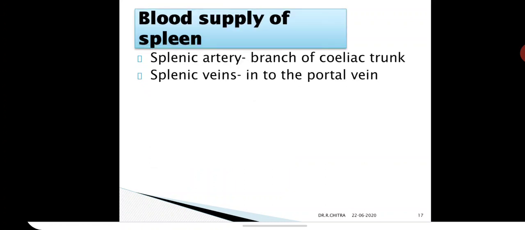Blood supply of the spleen. The artery which supplies it is the splenic artery, which is a branch of the celiac trunk. The splenic veins drain into the portal vein.